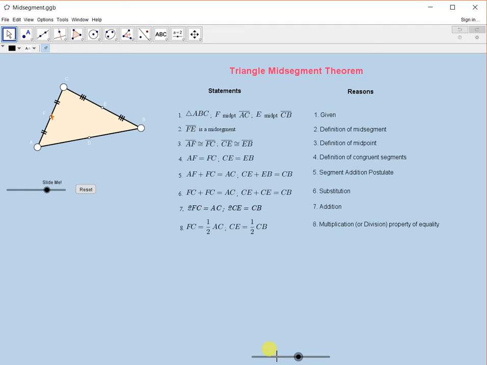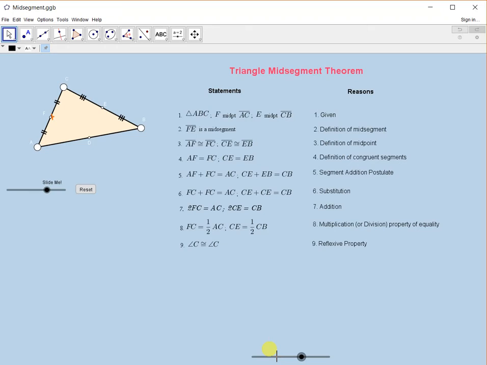Solving for FC and solving for CE on their corresponding equations, we can use the multiplication property of equality to get rid of that 2 in the front. So if we multiply times the fraction, we end up with FC is equal to half of AC, and that CE is equal to half of CB.